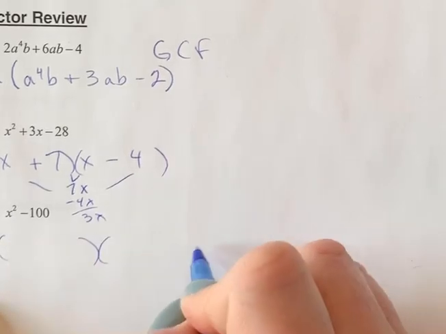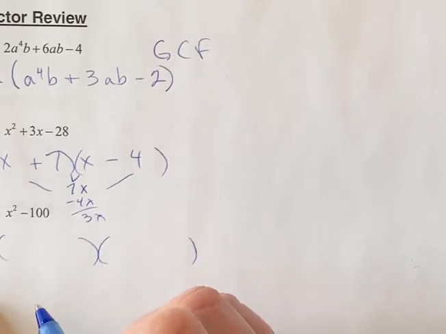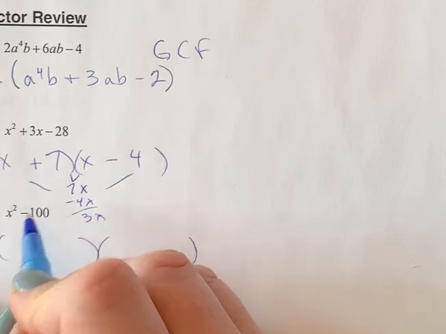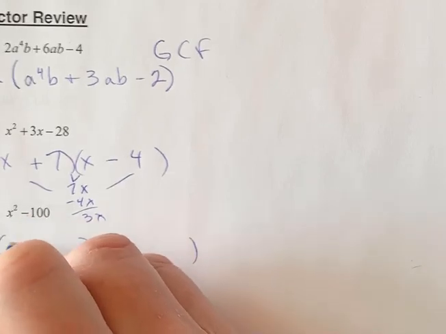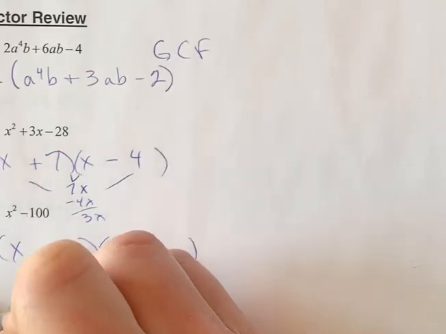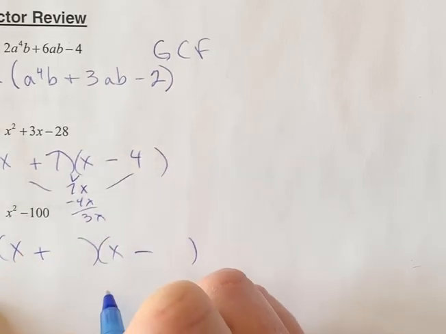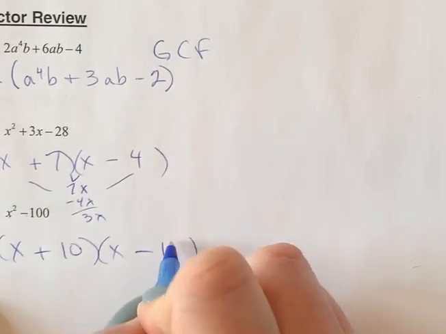And number 3, we just reviewed or learned difference of squares. So we have a perfect square minus a perfect square, square root each term. So square root of x squared is x. Plus and minus are always our signs. Square root of 100 is 10.